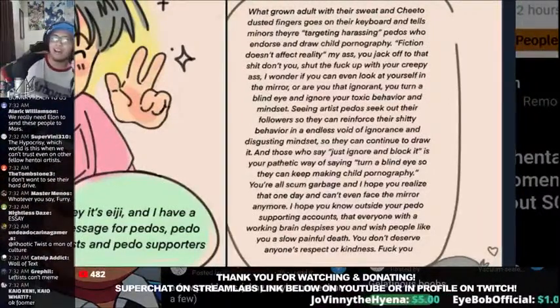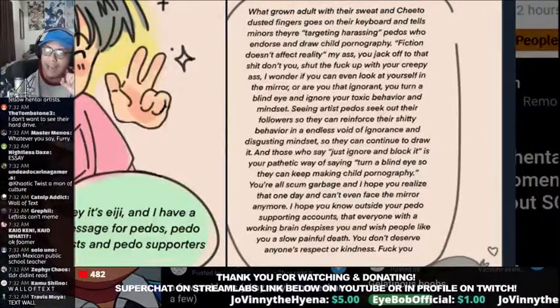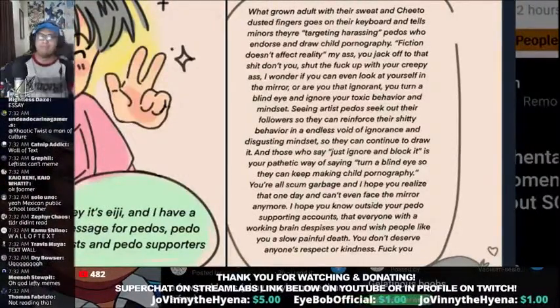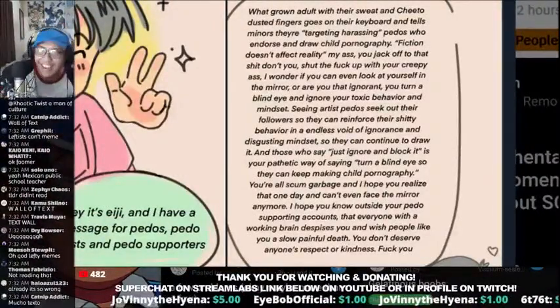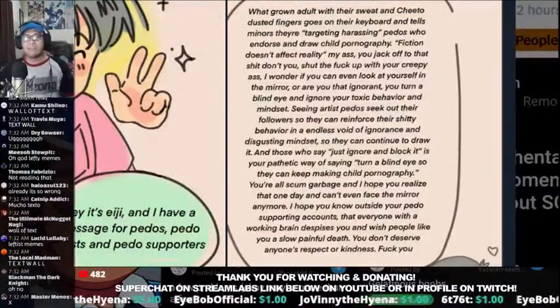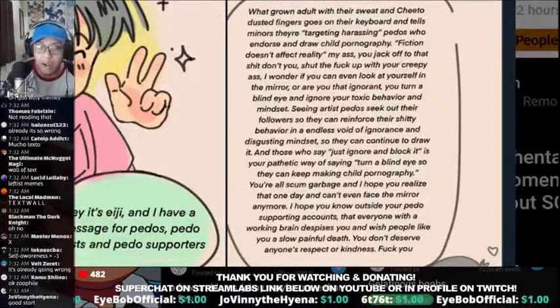What? That sentence does not make any sense. Fiction doesn't affect reality, my ass. You jack off to that shit, don't you? Shut the fuck up with your creepy... Dude, chill. You make this entire paragraph and you had to spend the entire paragraph saying shut the fuck up.